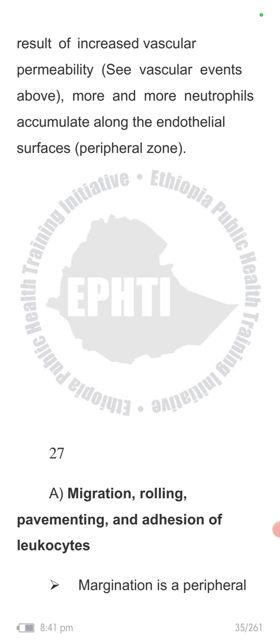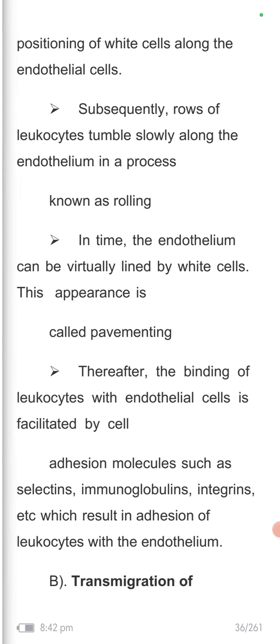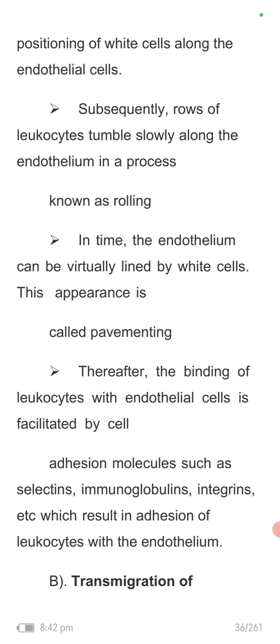As a result of the increased vascular permeability, more and more neutrophils accumulate along the endothelial surfaces, that is the peripheral zone. While speaking about the migration, rolling, pavementing and adhesion of the leukocytes, margination is the peripheral positioning of the white cells along the endothelial cells. Subsequently, rows of leukocytes tumble slowly along the endothelium in a process known as rolling. In time, the endothelium can be visually lined by white cells. This appearance is called pavementing.